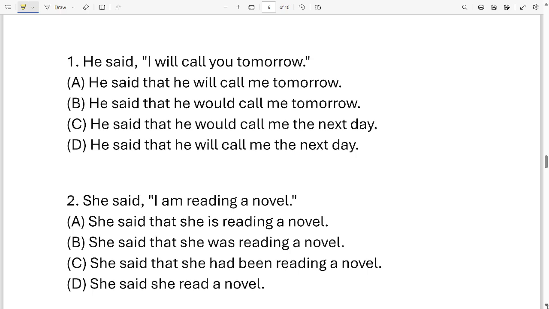First sentence. He said, I will call you tomorrow. Your options are: he said that he will call me tomorrow. Next, he said that he would call me tomorrow. Next, he said that he would call me the next day. And the last, he said that he will call me the next day. These are the 4 options. Which one is correct?